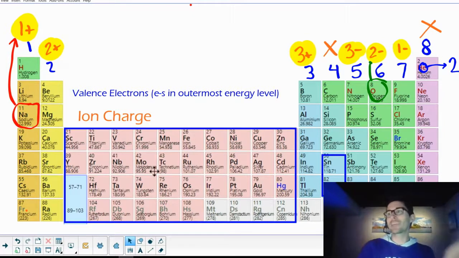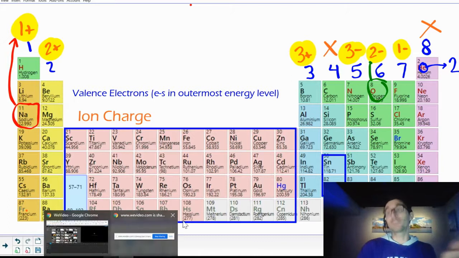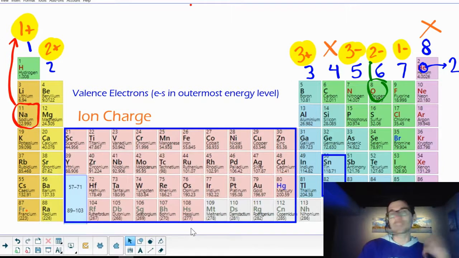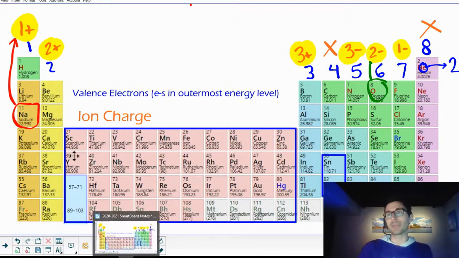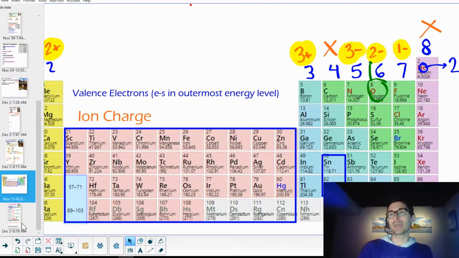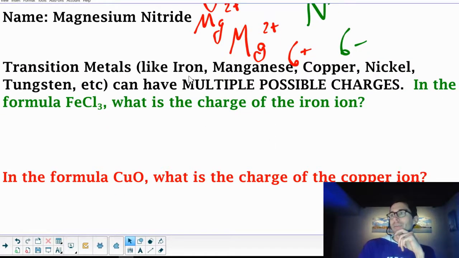And so given a formula, we can figure out what the charge is. And that's what we're going to look at now for a couple minutes. It's not going to take too long. It's actually not too bad. Transition metals can have multiple possible charges. So in the formula FeCl3, what is the charge of the iron ion? Well, let's try to figure it out.